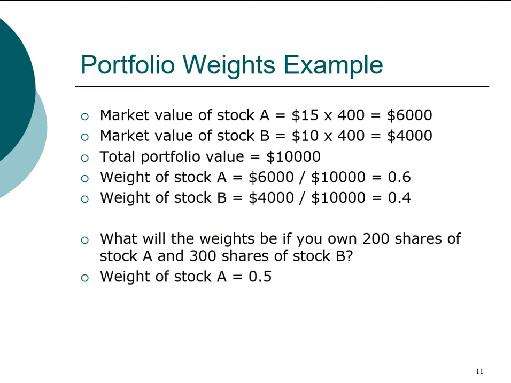Did you get 50-50? So here you own 200 shares of A and 300 shares of B, but because their price is different, remember that the price for stock A is $15 and the price for stock B is $10. So their value is different, and the weights are based on market value, not number of shares or stock price.